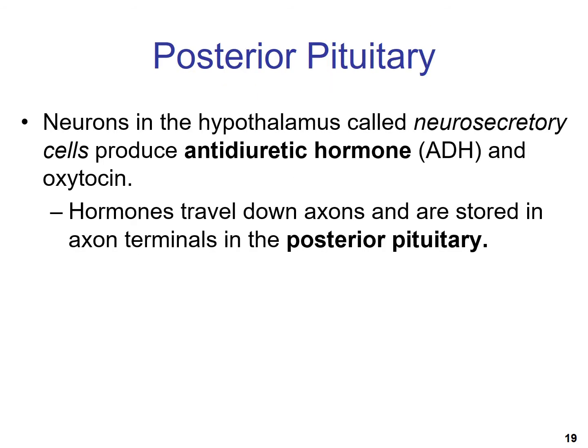So in the posterior pituitary, you've got neurons in the hypothalamus that are called neurosecretory cells. These are going to produce either antidiuretic hormone or oxytocin. And so these hormones are produced in the cell body of the neurons. They travel down the axons and they get stored in axon terminals in the posterior pituitary. So the posterior pituitary is basically a mass of axon terminals that stores these hormones.